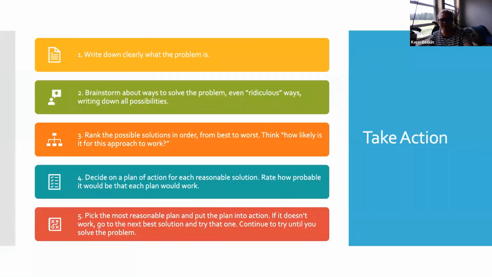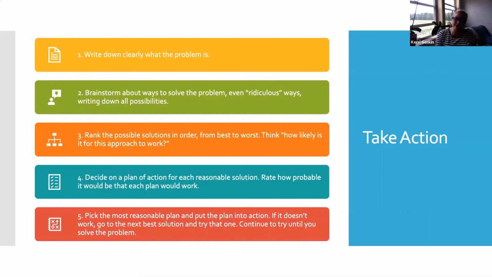So how do we take action? Well, we write down what the problem is. We write it down clearly. We brainstorm ways to solve the problem, even the most ridiculous things, right? All possibilities. We rank the possible solutions from best to worst. How likely is this approach to work?